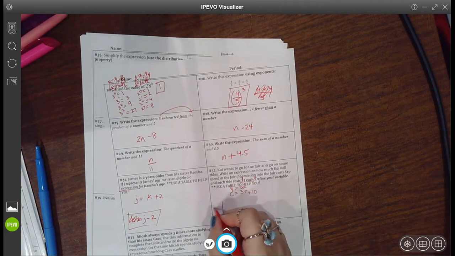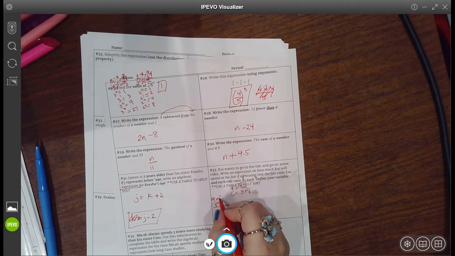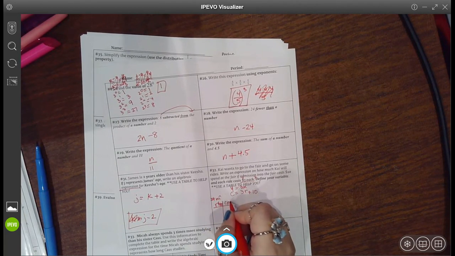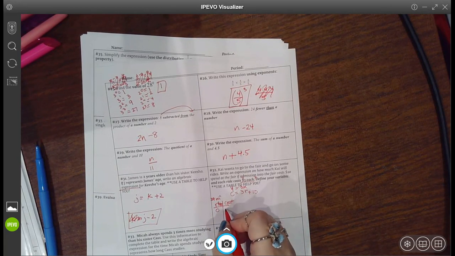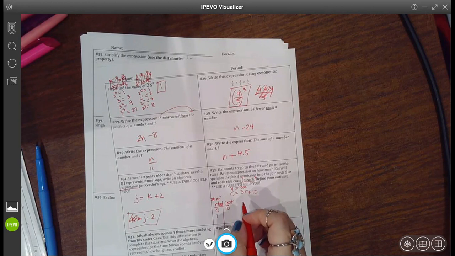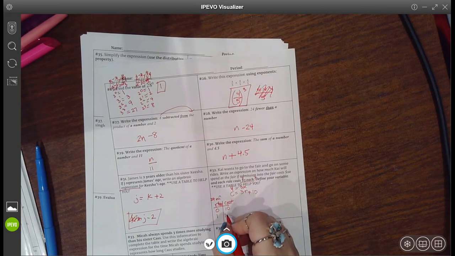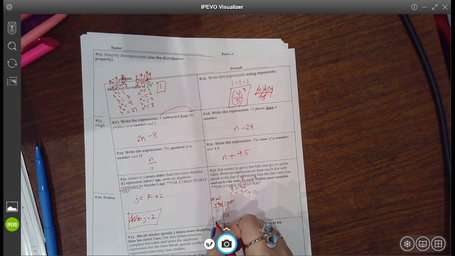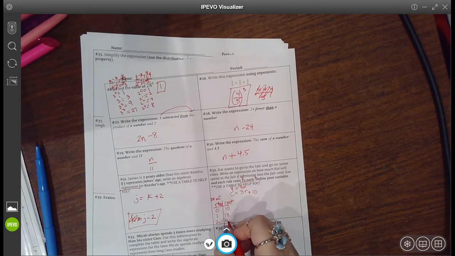If it's helpful, use a table. So the number of rides you go on and the cost to you. If you go on 0 rides, you still have to pay $10 to get in. So no matter what, you have that plus 10. If you go on 1 ride, well, 1 times 3 is 3, plus the 10 to get in would be 13. If you go on 2 rides, well, 2 times 3 is 6, and 6 plus that 10 to get in is 16.